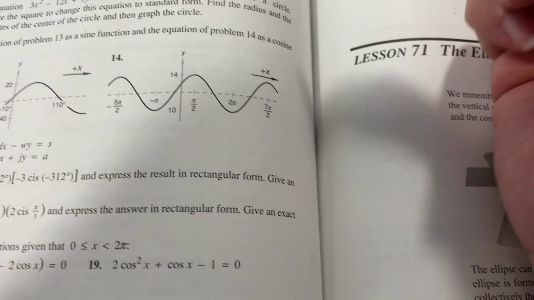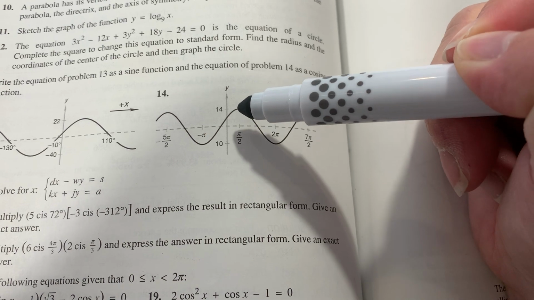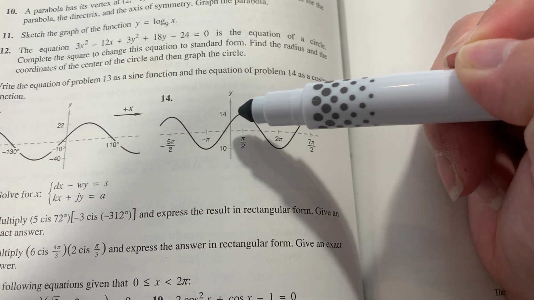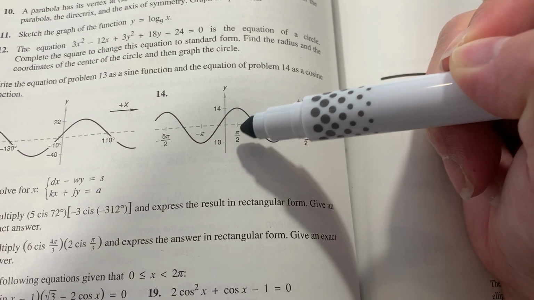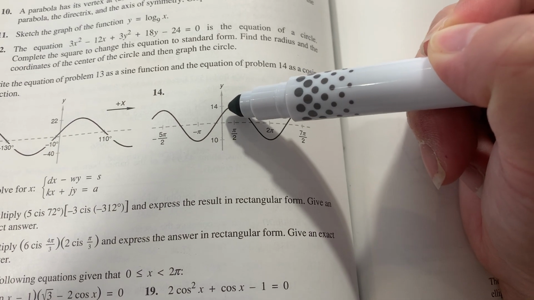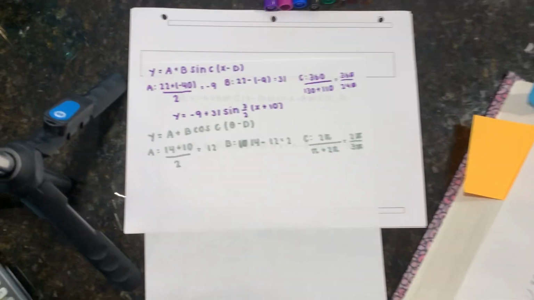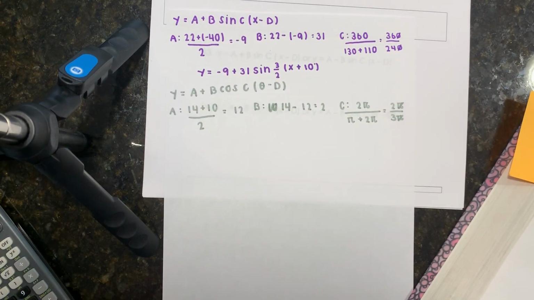Now is the phase shift. So currently it's peaking at pi over 2. I need it to peak at 0. So I need this whole graph to shift to the left in the negative direction, pi over 2. I'm going to shift it all to the left, pi over 2, which is now how we get our answer.